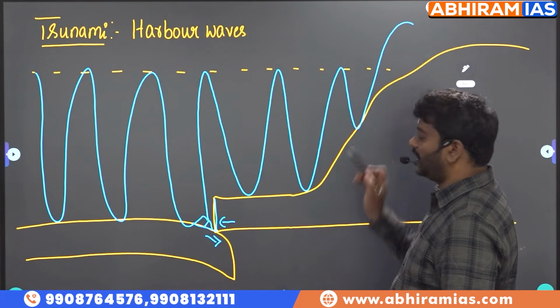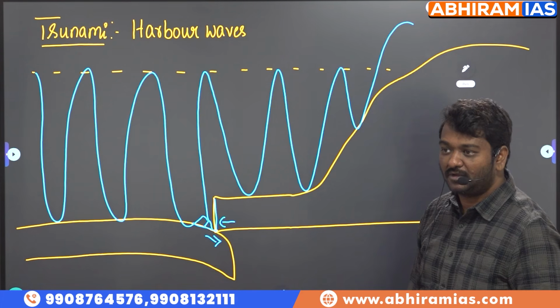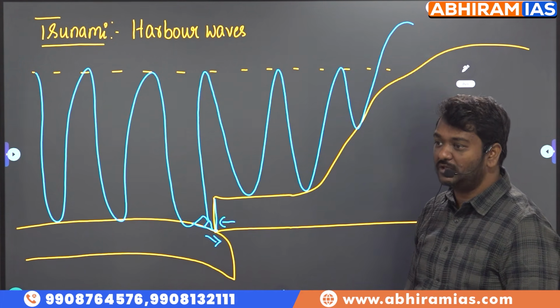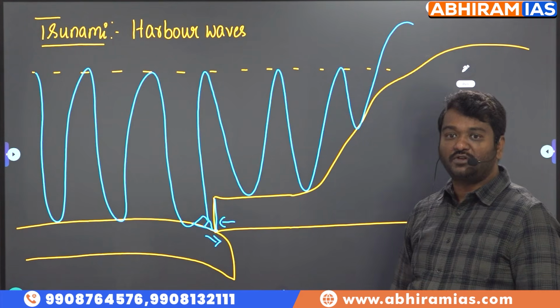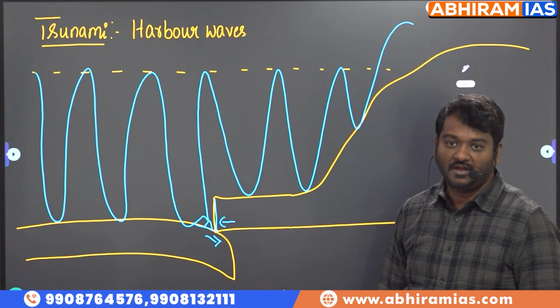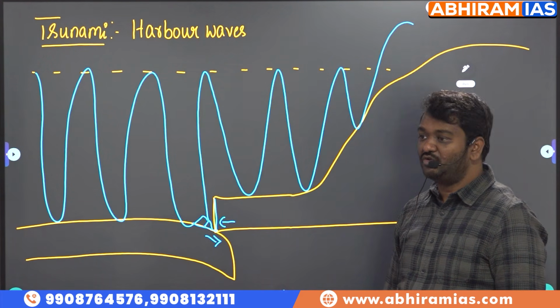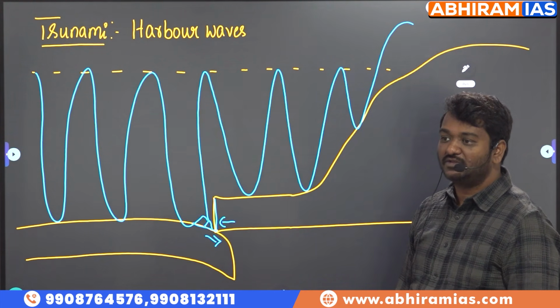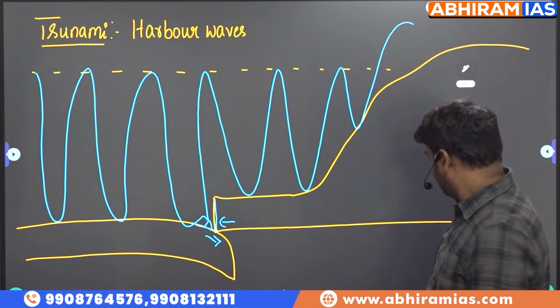These waves are called what? Tsunami. There will be mega tsunamis, and there will be local tsunamis. Mega tsunamis are due to trenches. Wherever trenches are there, a huge area will be affected. That is called mega tsunamis.